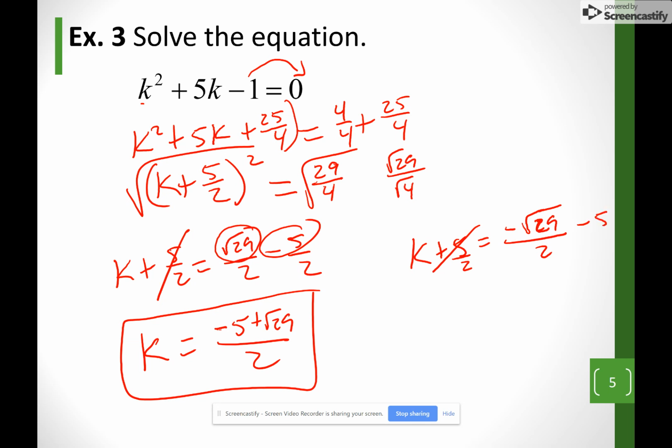When I subtract this 5 over 2, they have the same denominator. I'm just going to look at my numerators. Negative 5 minus radical 29 all over 2.